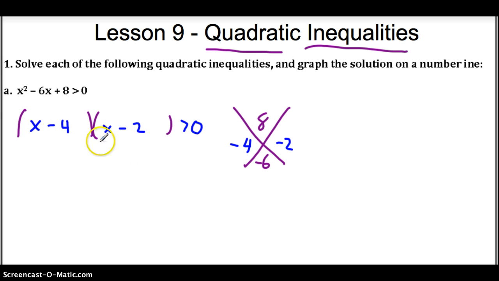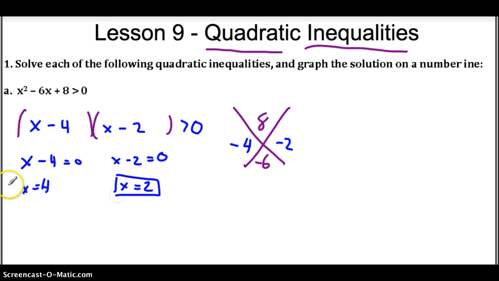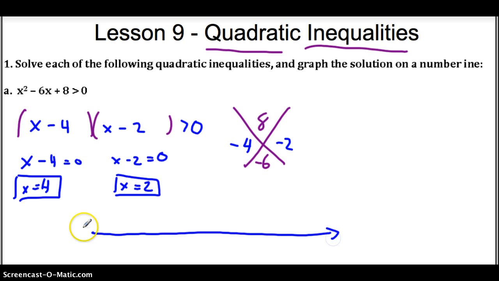We set both of these factors equal to 0 to find our critical points. So it's x minus 4 equals 0, x minus 2 equals 0, and we get our critical points: x equals 4 and x equals 2. So that's just like how we solve a typical quadratic. Now this is where it gets a little different for quadratic inequalities. We've got to draw a little line and plot these. So we're going to put 4 here and 2.